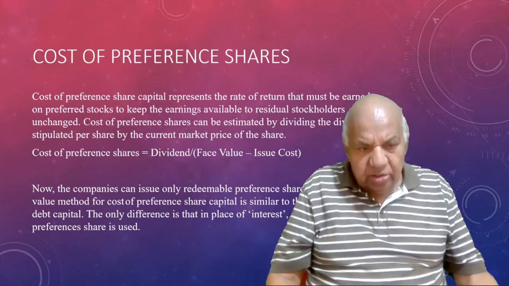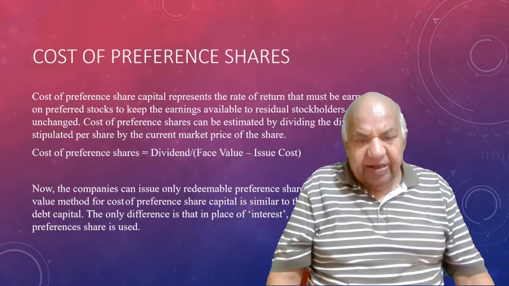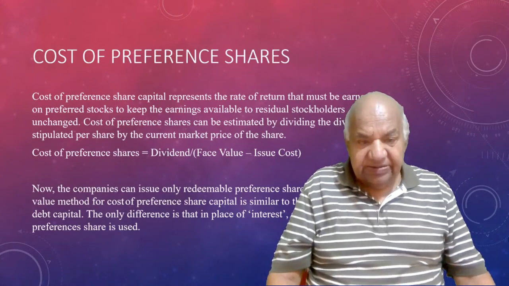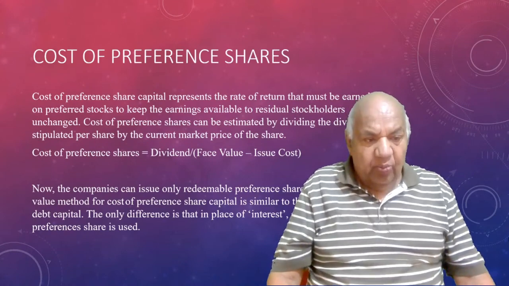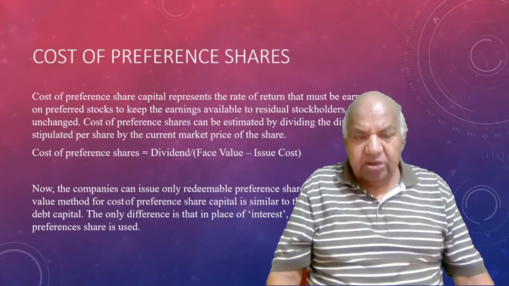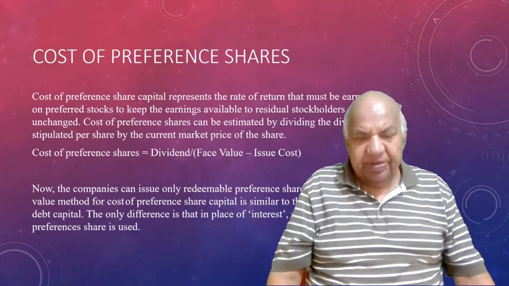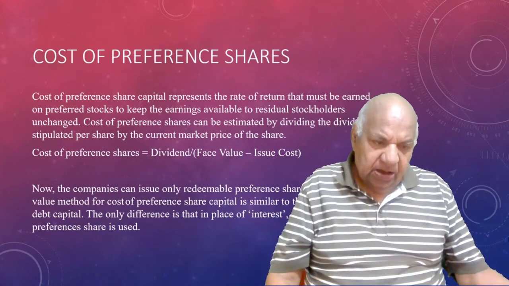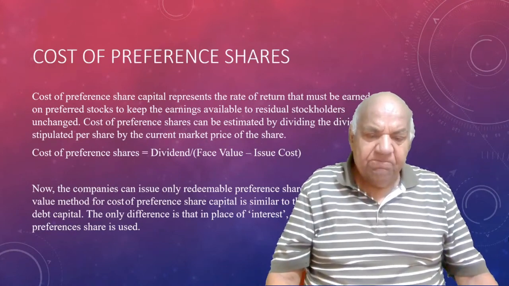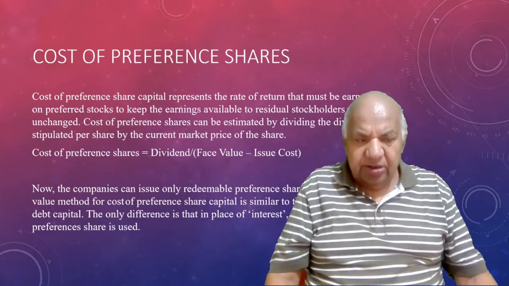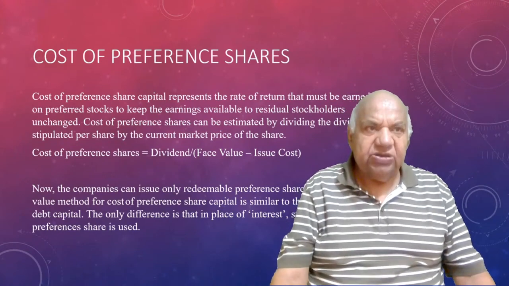But now companies can issue only redeemable preference shares. This means the method of computing the cost of preference share capital is similar to that used for cost of debt capital, the previous one. The only difference is that in place of interest, which we have stated in the formula, dividend on preference shares is used.